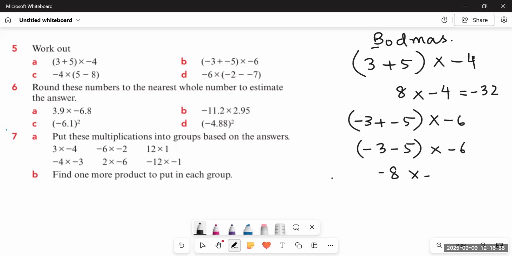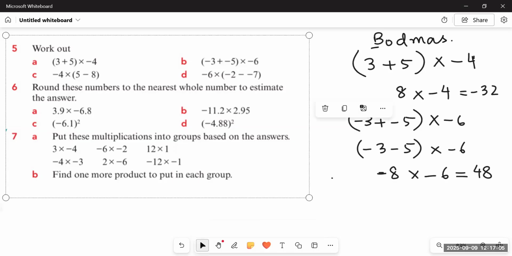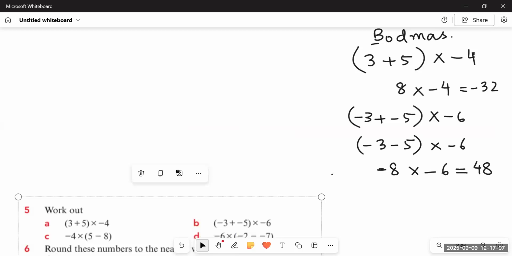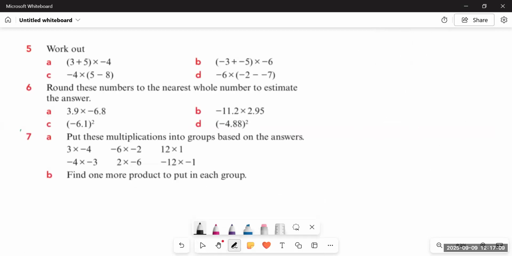So the final answer would be minus 8 times minus 6 equals positive 48. Make sure that if both of the numbers are negative, the answer would be positive. Next, we have minus 4 multiplied by 5 minus 8. So first we will solve the bracket.